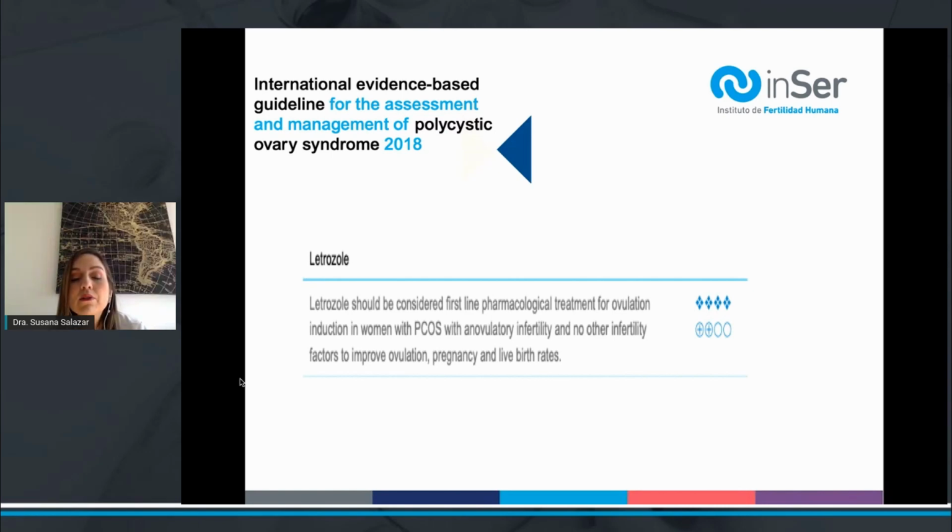Letrozole should be considered first-line pharmacological treatment for ovulation induction in women with PCOS with anovulatory infertility and no other infertility factors, to improve ovulation, pregnancy, and live birth rate.